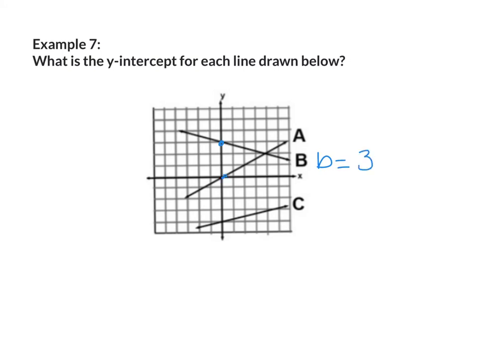This crosses at 0. So the y-intercept equals 0. And that would be a proportional relationship. Now this last one here crosses at 1, 2, 3, 4. So b is negative 4.